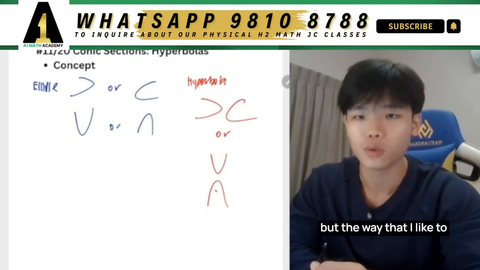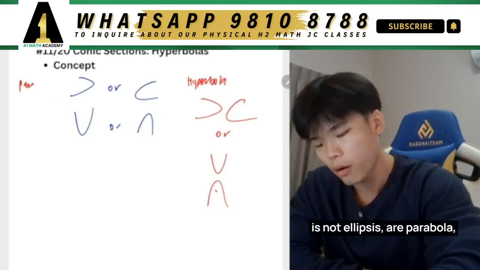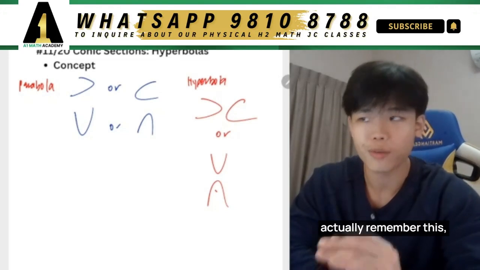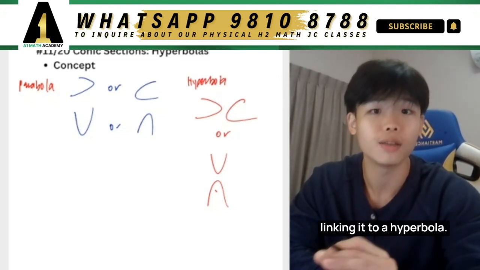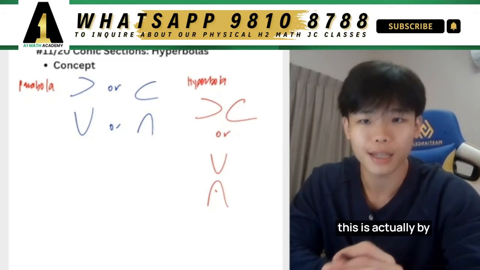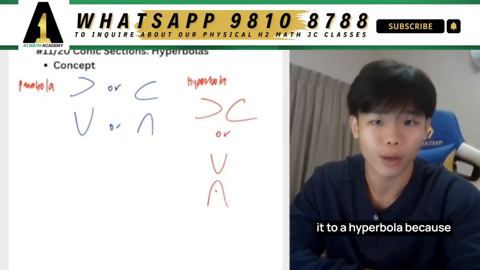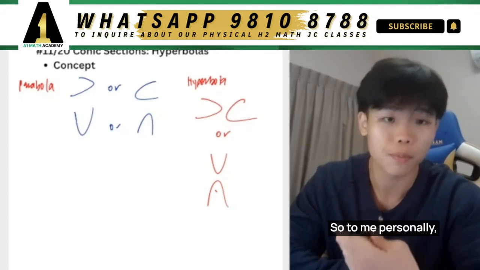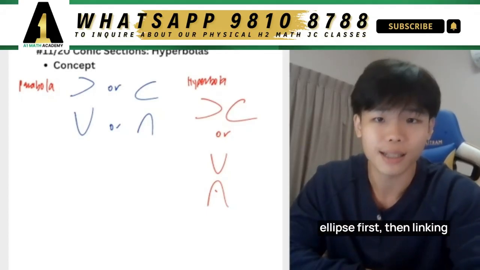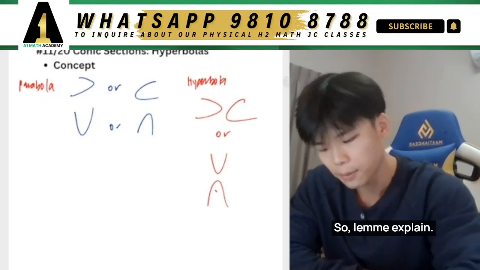But the way that I like to remember this is not by remembering it as a parabola and then linking it to a hyperbola. The way I like to remember this is by remembering what an ellipse is and then linking it to a hyperbola, because of the way the general formula looks. To me personally, remembering it as an ellipse first, then linking it to a hyperbola is a lot more helpful. So let me explain.